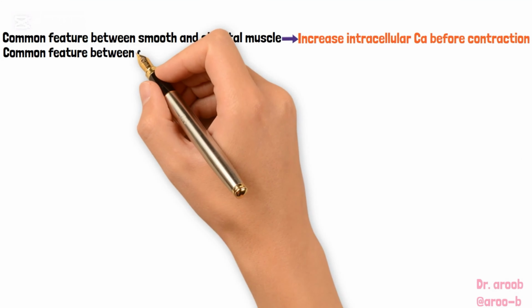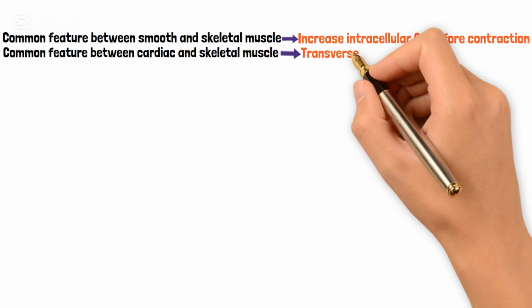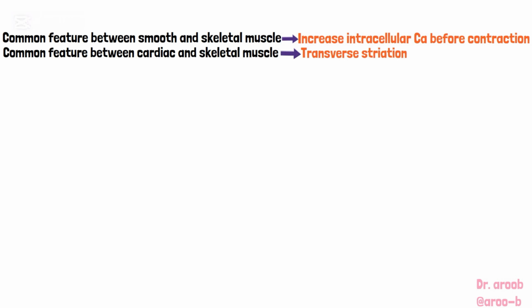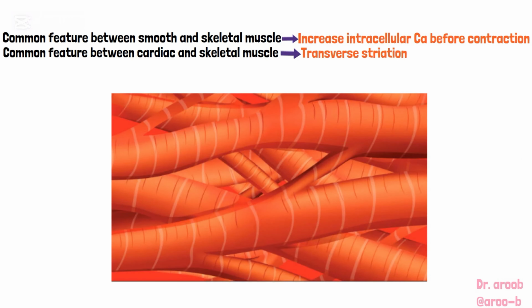Common feature between cardiac and skeletal muscle is transverse striation. Transverse striation refers to the cross-banded or striped appearance resulting from the regular arrangement of actin and myosin contractile proteins within the muscle fiber.